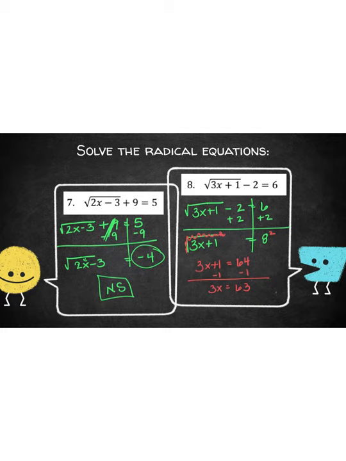And then it's saying 3 times x. The opposite of multiplying is dividing, so I'm going to divide. And then I'm left with x equals 21. So if I did 63 divided by 3, I get x equals 21.